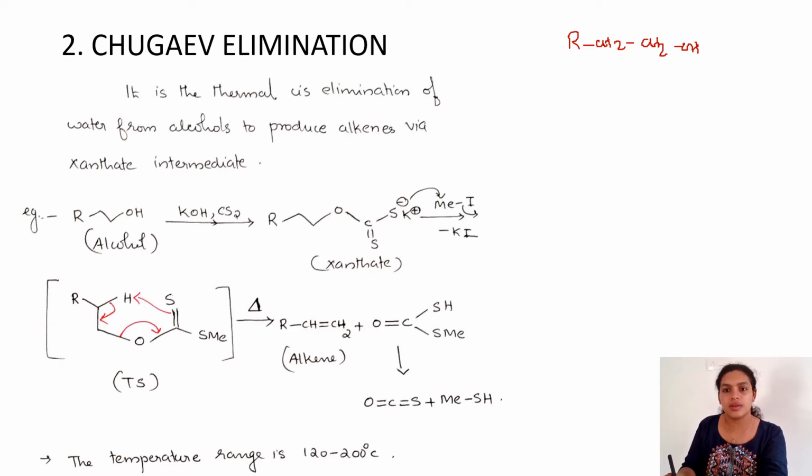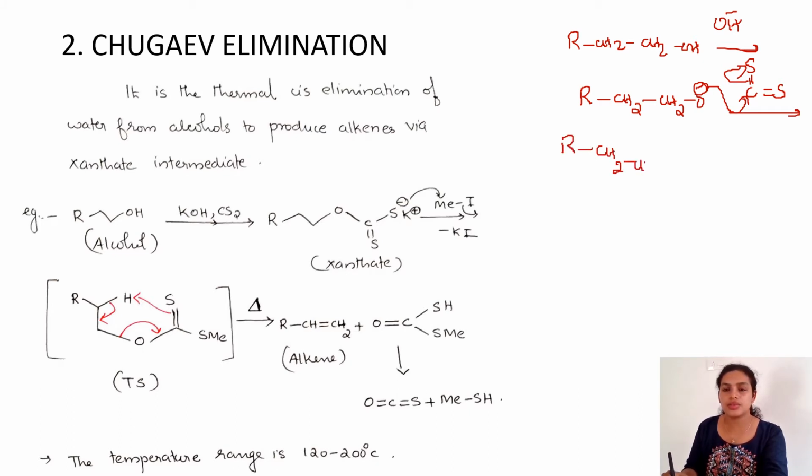RCH2CH2OH is an alcohol. First, we treat this with potassium hydroxide, OH minus, to give the alkoxide ion, RCH2CH2O minus. Here it is treated with carbon disulfide, C double bond S, to give the corresponding xanthate, RCH2CH2O-C double bond S minus. The K plus from the potassium hydroxide stands with it.